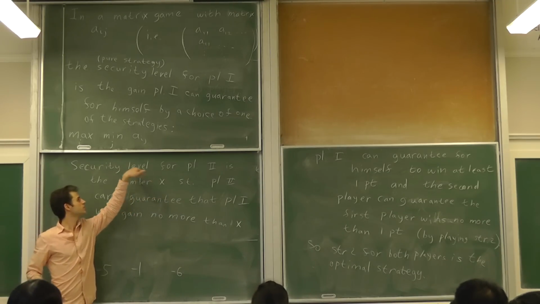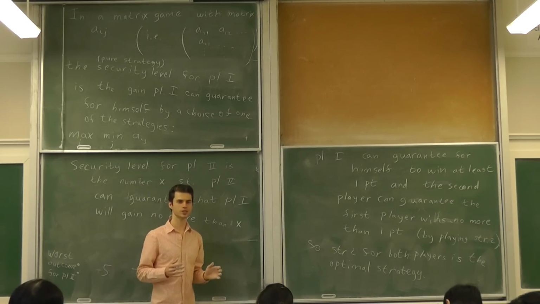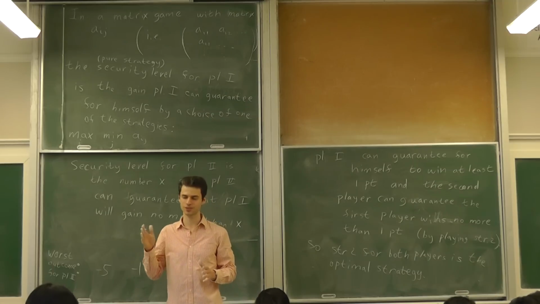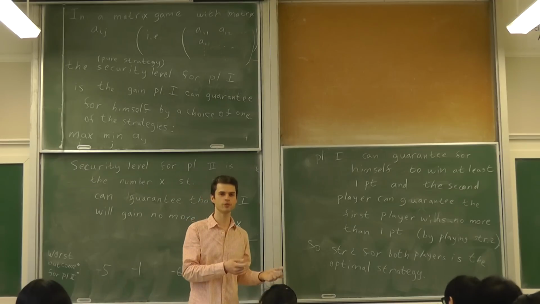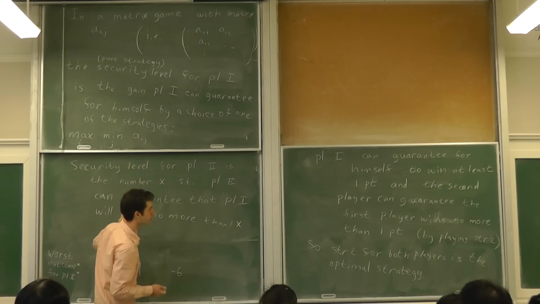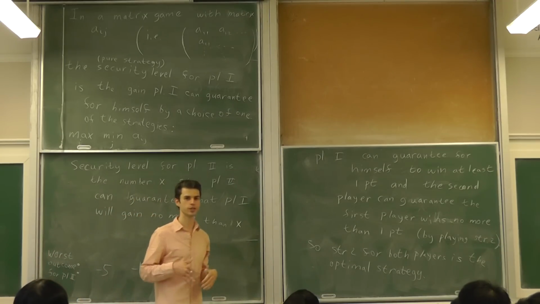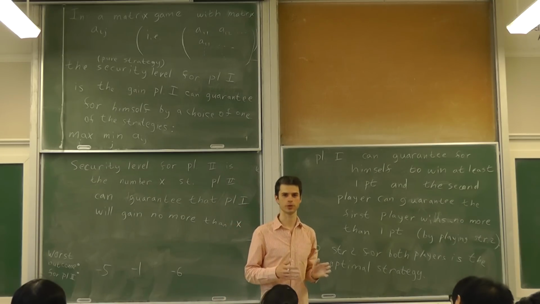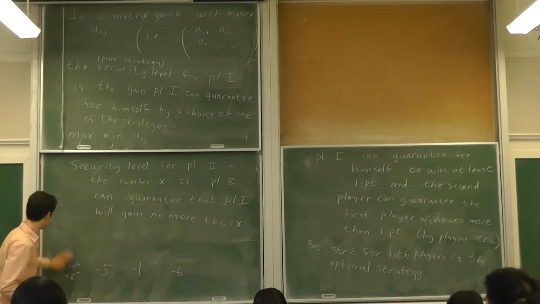So in this case, security level for player number 2 is the number of points that he can guarantee by the choice of one of the strategies for himself. He can prevent the other player from getting more than X points. So like in the game that we just discussed, if the second player chooses to play strategy 2, he knows that the first player will not gain more than 1 point. So that's his security level.